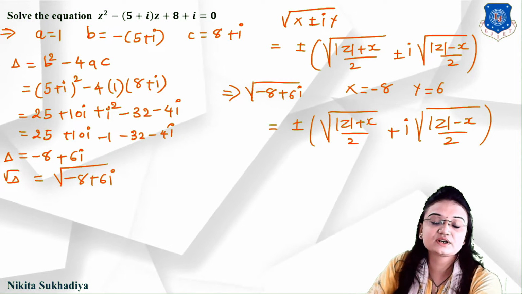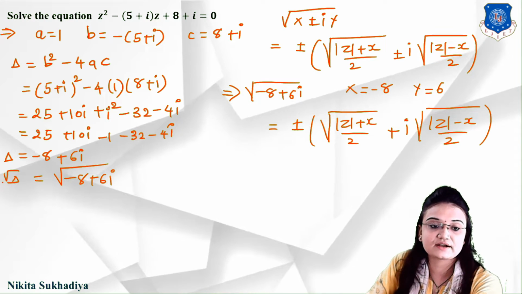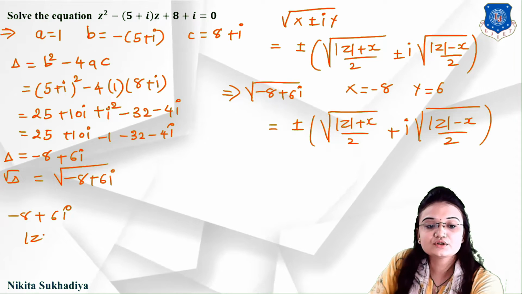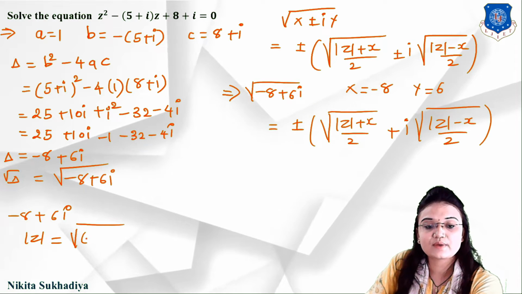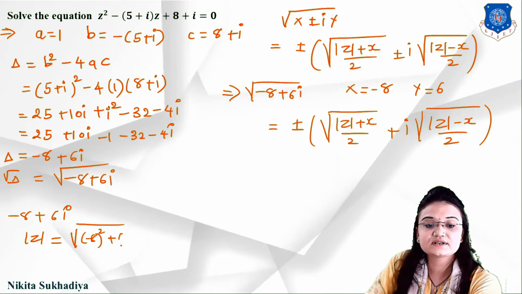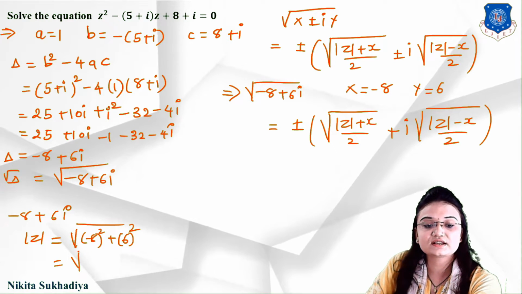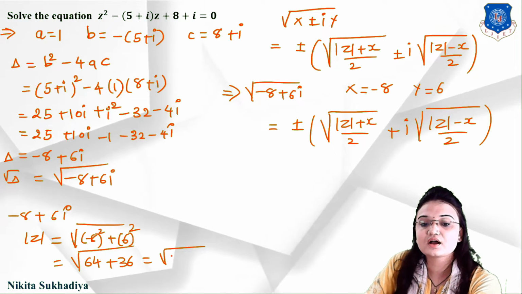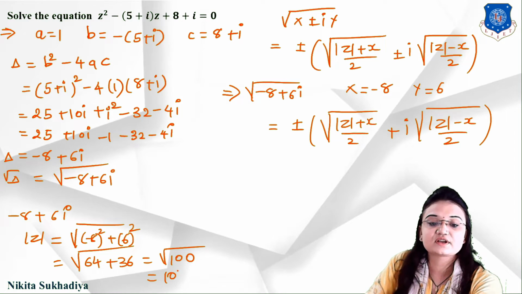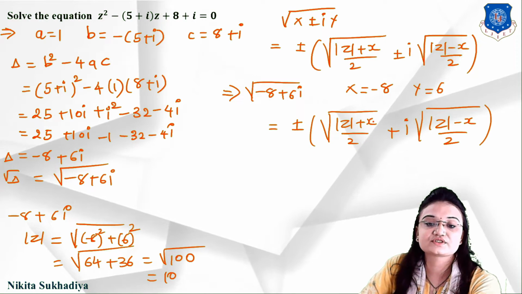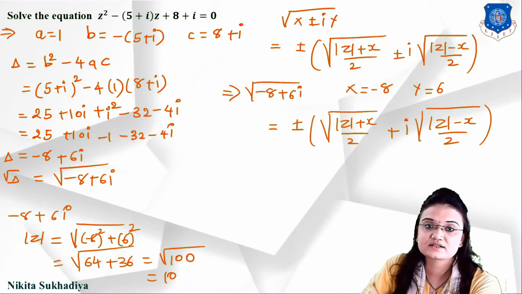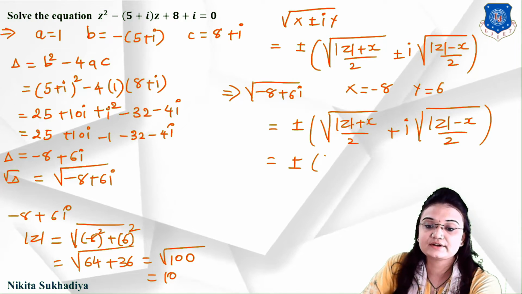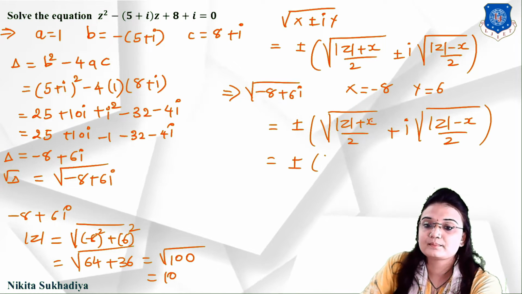Now you can clearly see that we need the modulus of z. For minus 8 plus 6i, the modulus of z is the square root of (minus 8) squared plus 6 squared. This is nothing but 64 plus 36, so the square root of 100, which will become 10. So we have the modulus of z, that is 10. Here x is minus 8. So now we have the answer, plus or minus, mod of z, that is 10 minus 8.